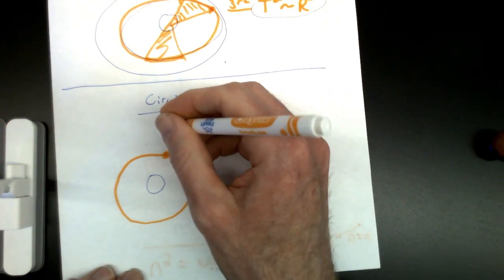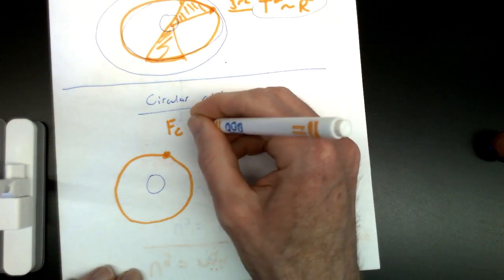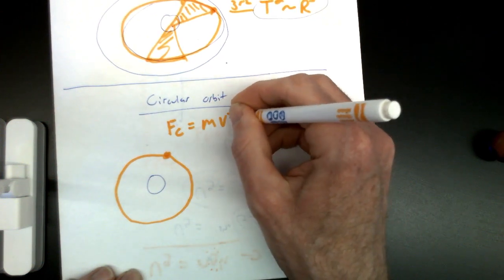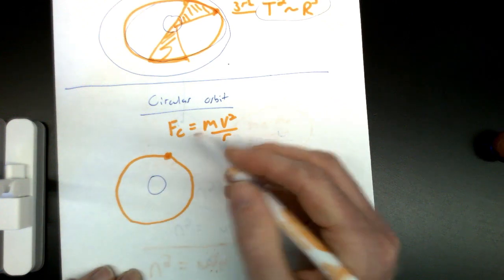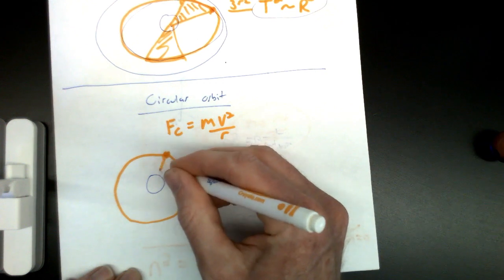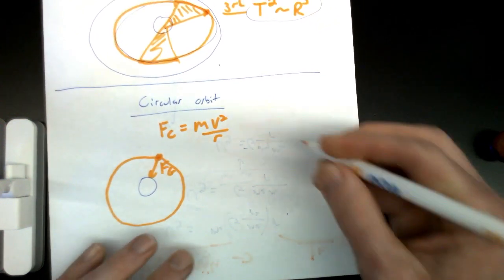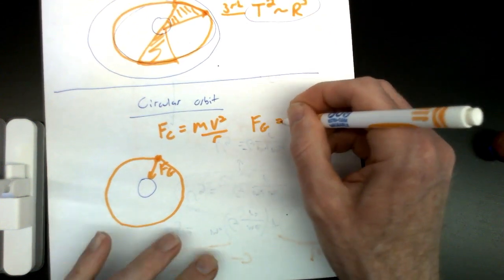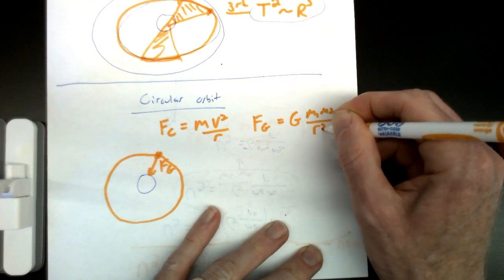First of all, if things go in a circle, then what we know is that they need a centripetal force acting on them, and that's going to be m times v squared over r. So if this is going in a circle, this is the force that I need in order to go around in a circle. Well, where am I getting that force from? I'm getting it from the force of gravity, Fg. I'm going to use big G right there. So my force of gravity is G times m1 times m2 over r squared.